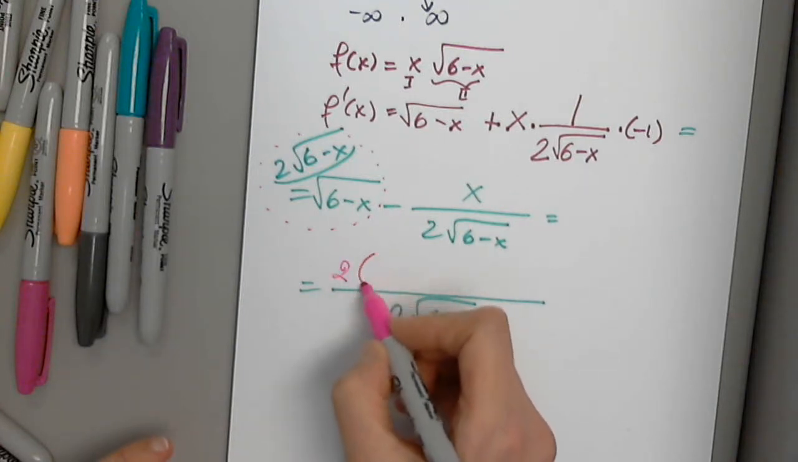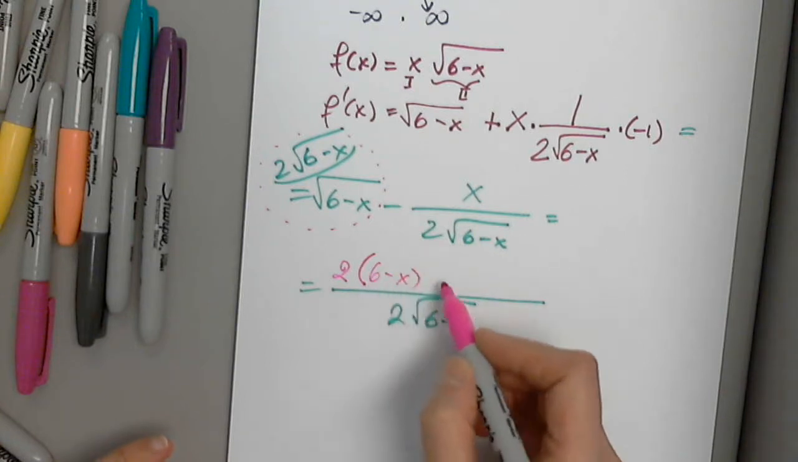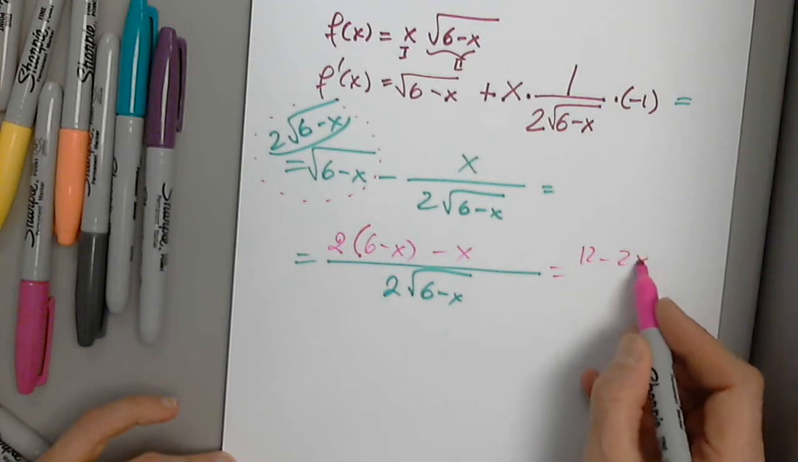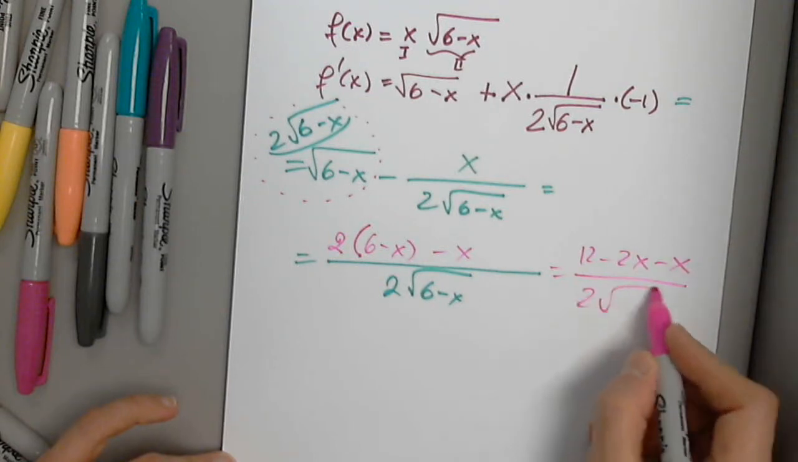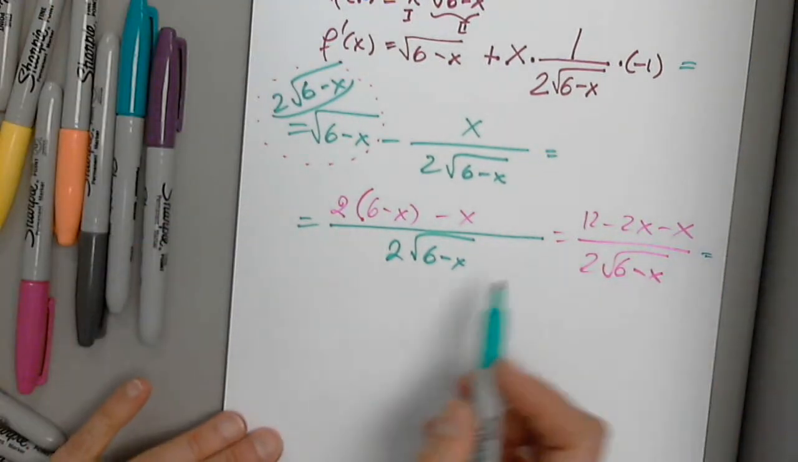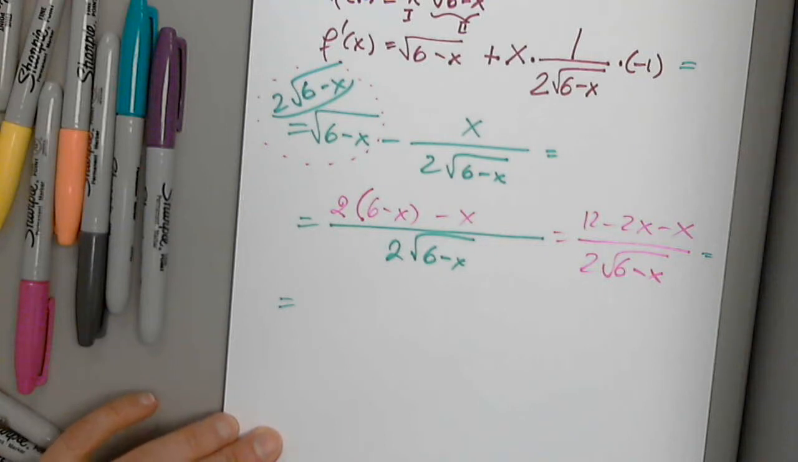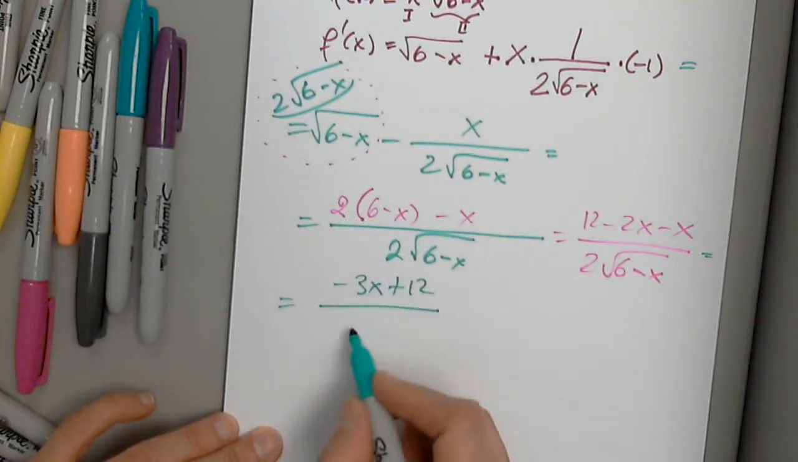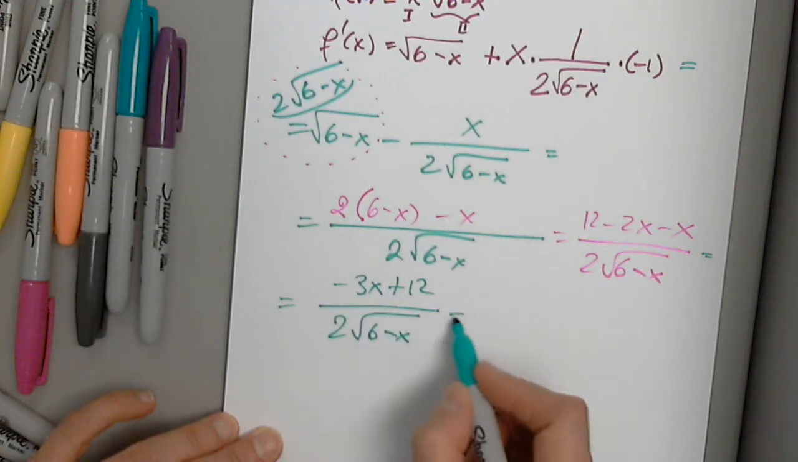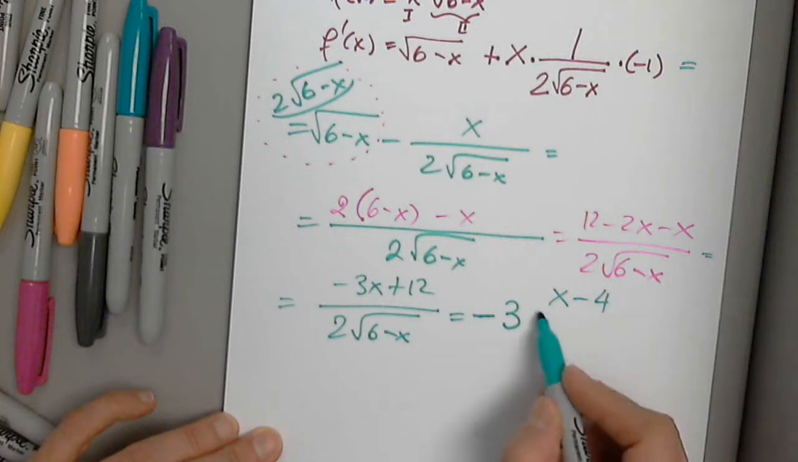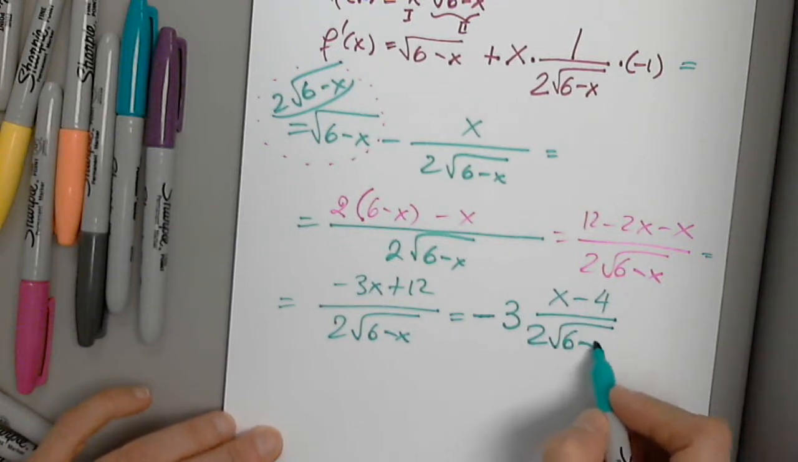2 parentheses 6 minus x, minus x. Great job. So this is 12 minus 2x minus x, divided by 2 times the square root of 6 minus x. Always remember, clean it up. I don't want the negative leading coefficient. So this is negative 3x plus 12 over 2 times the square root of 6 minus x. I will factor out negative 3, and then I get x minus 4 at the top, over 2 times the square root of 6 minus x.